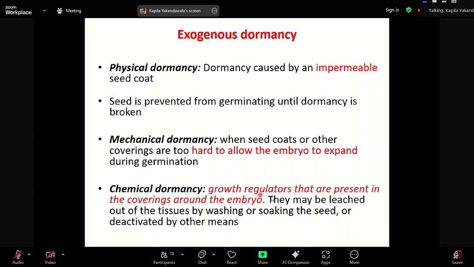Chemical means there could be some chemical compounds present in the covering around the embryo. We should remove these things before the seeds trigger germination. We can soak seeds in water so that those chemicals can be washed away from the seed coat. Then the seed can initiate germination, right? Those are the three different exogenous dormancy types.